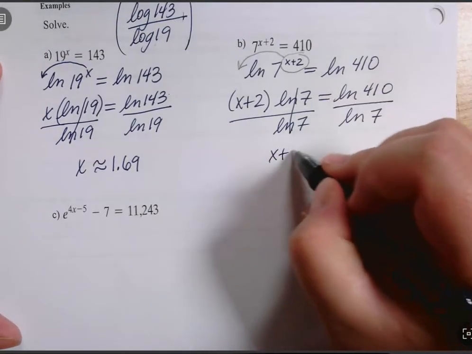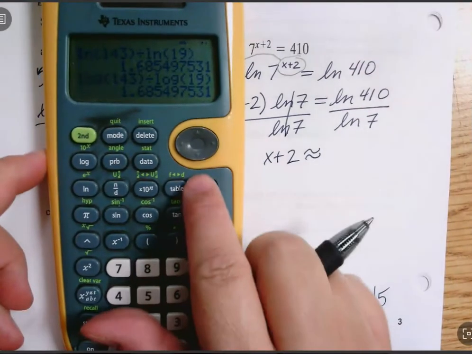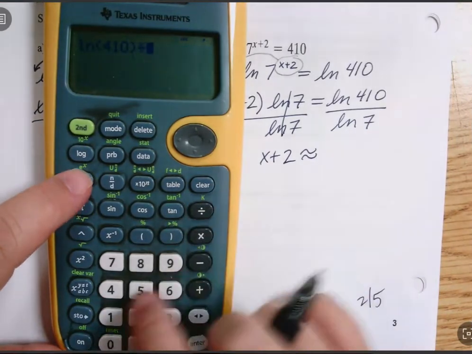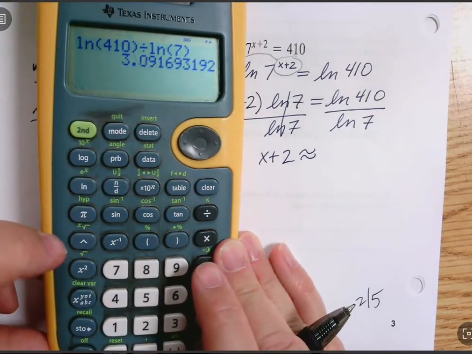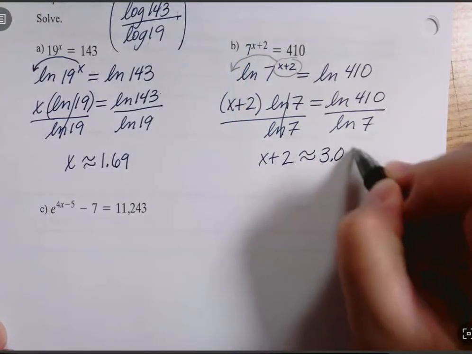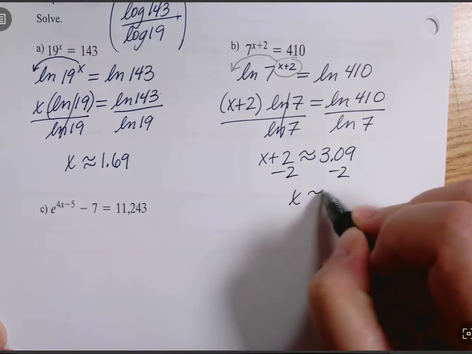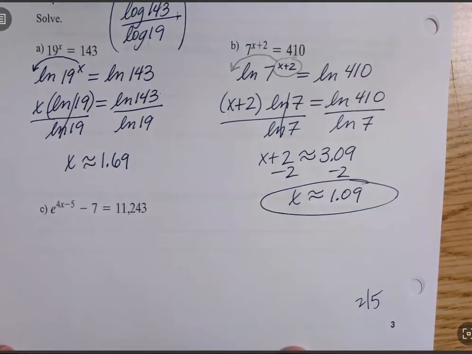So let me go ahead and put that in the calculator and see what natural log of 410 divided by natural log of 7 actually is. 3.091, let's go ahead and just say 3.09. Is x alone? No. Solving for x means getting x alone. So we need to go ahead and subtract 2, and then we get 1.09.